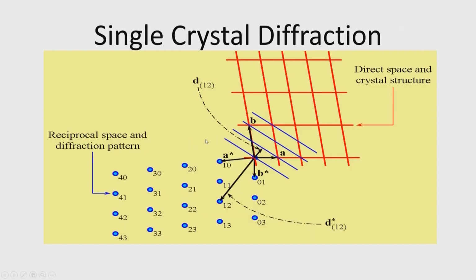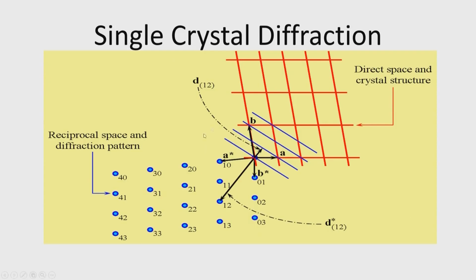So, this is a very important slide. For all practical purposes, I will use this slide to describe how the scattering experiment is happening and how we get to the diffraction conditions and how we get the reciprocal lattice points. So, what we do is we put a crystal here at the origin.